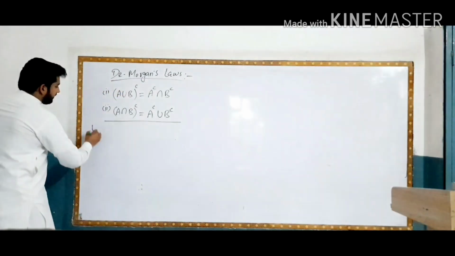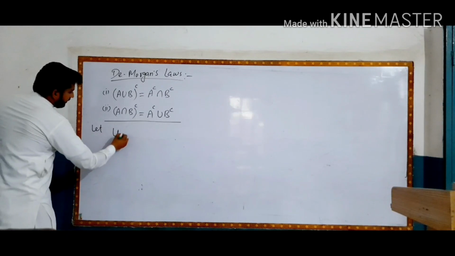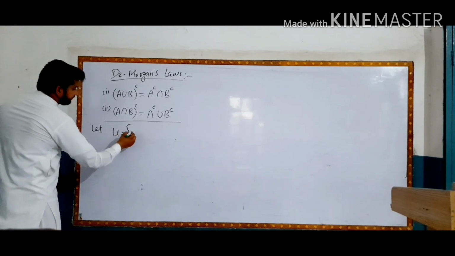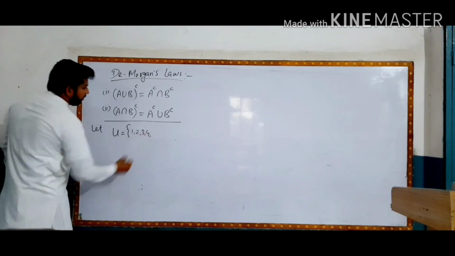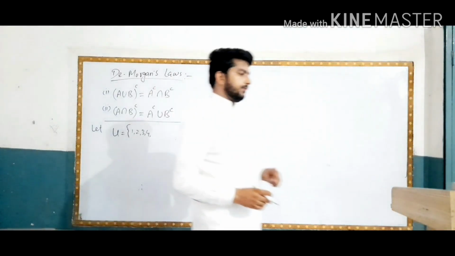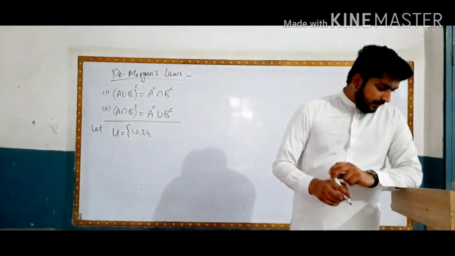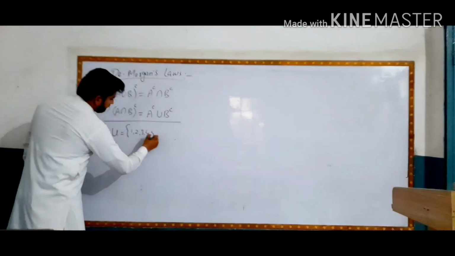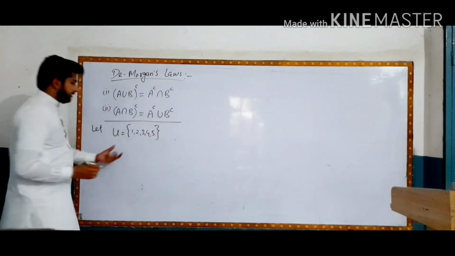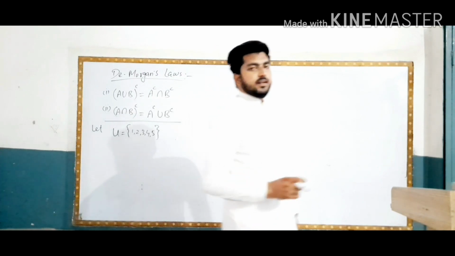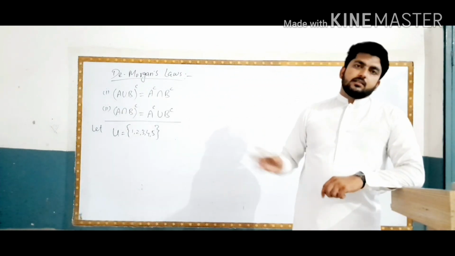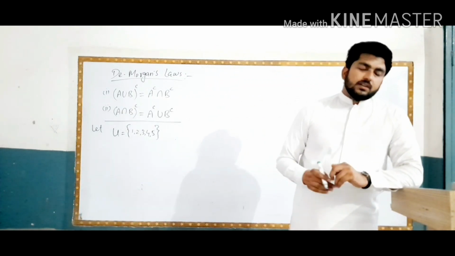The universal set is U = {1, 2, 3, 4, 5}. So this is the universal set, which has 5 elements. These are the natural numbers, the first 5 natural numbers in the set. This is the universal set.